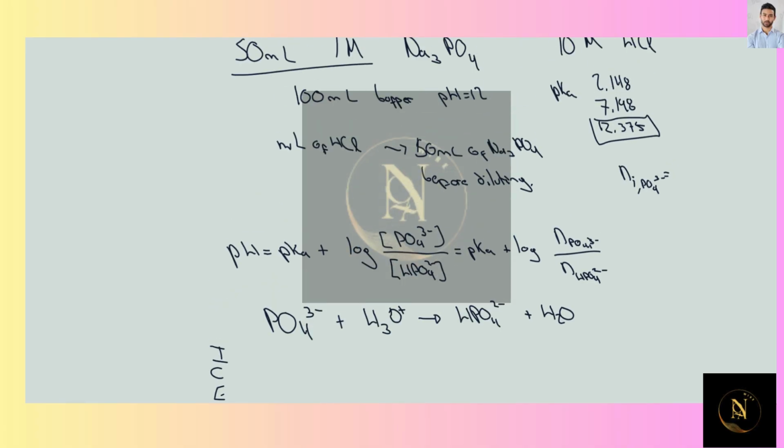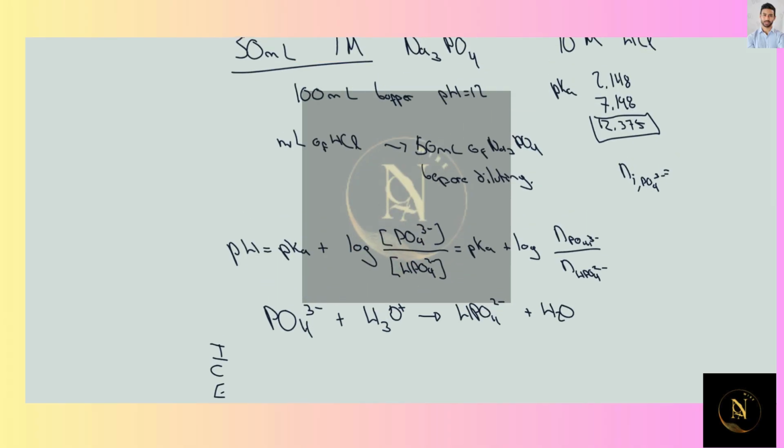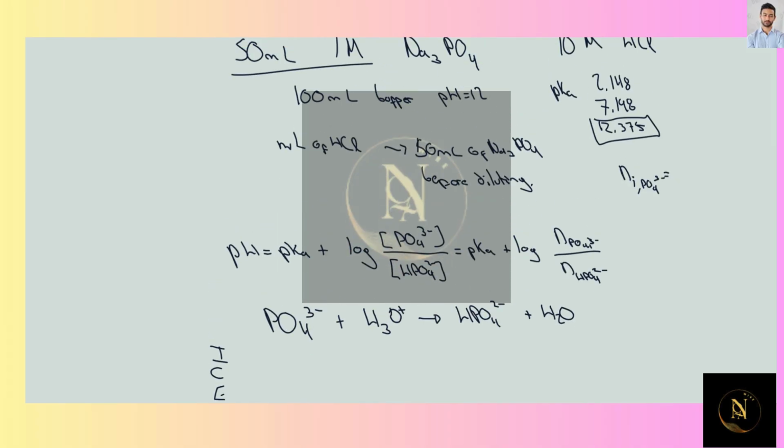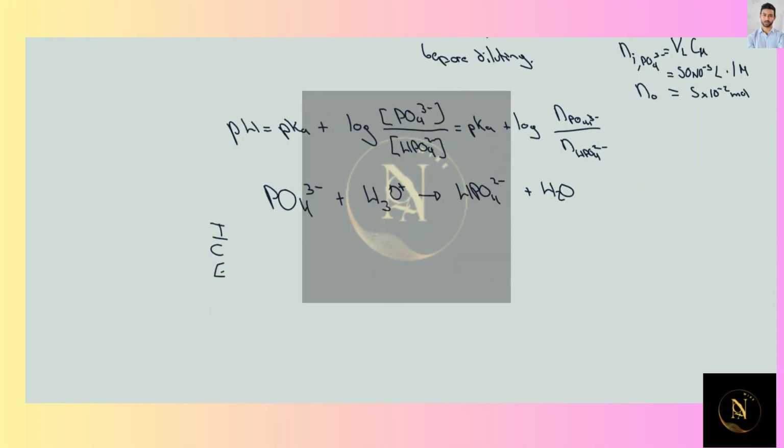So initially, the amount of moles of phosphate that we're going to have is equal to the volume times the concentration, right? So this is 50 times 10 to the minus 3 liters times 1 molar, volume in liters times concentration in molarity, which would be 5 times 10 to the minus 2 mole. This is going to be our initial amount of moles that we're going to have of the phosphates.